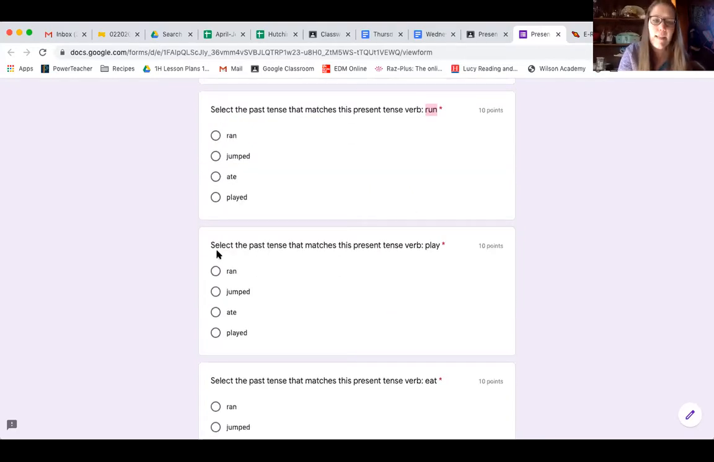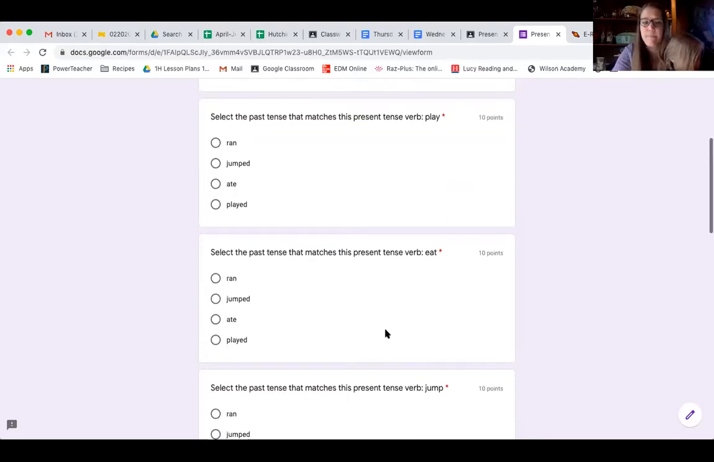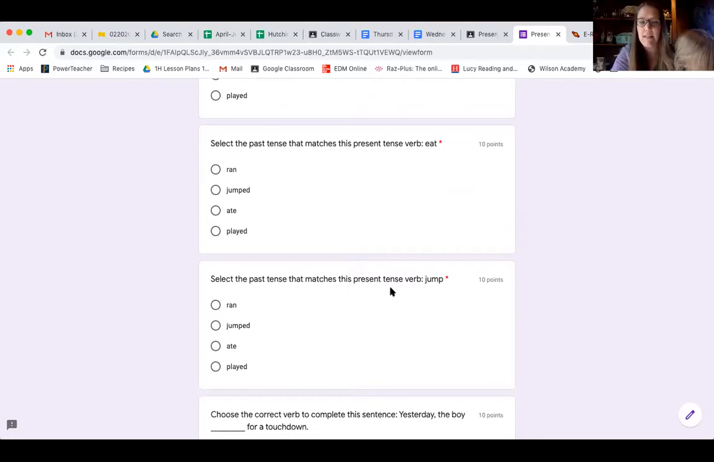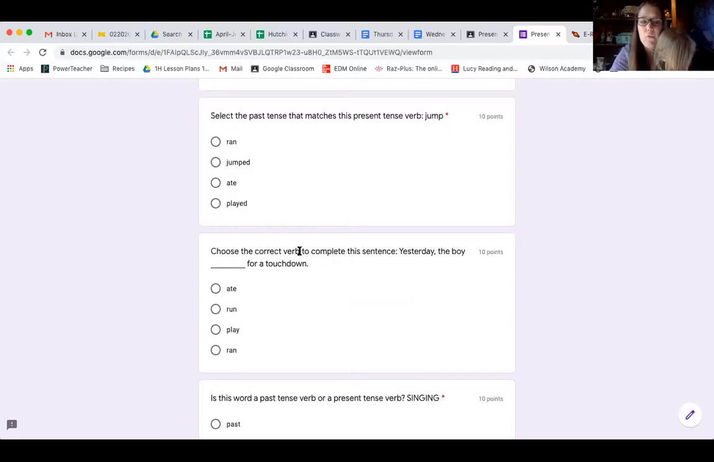All right, next one. Select the past tense that matches this present tense verb, play. So what is the past tense of play? What would you say if you were telling somebody a story about a time? All right, let's keep going. Select the past tense that matches this present tense verb, eat. Select the past tense that matches this present tense verb, jump. Choose the correct verb to complete this sentence.